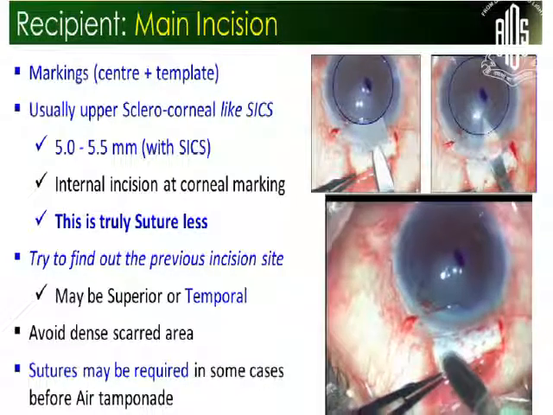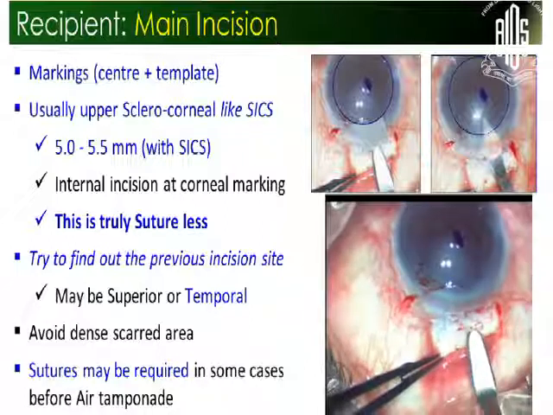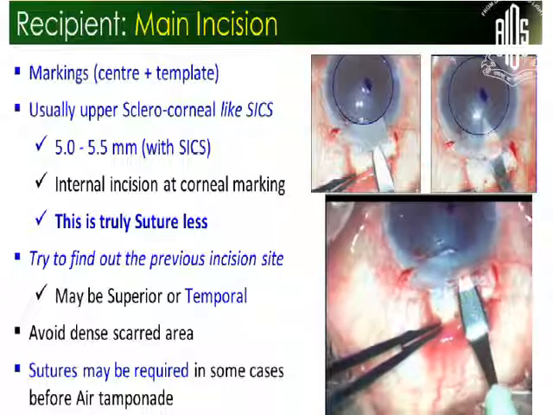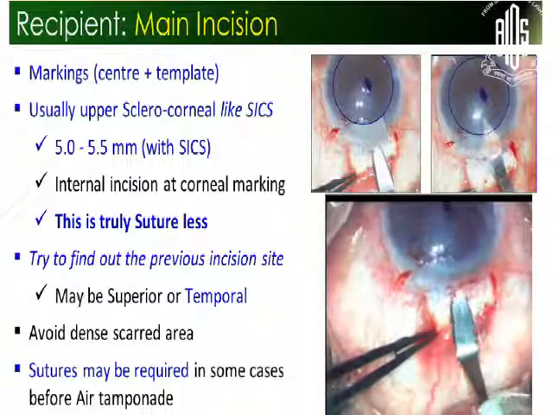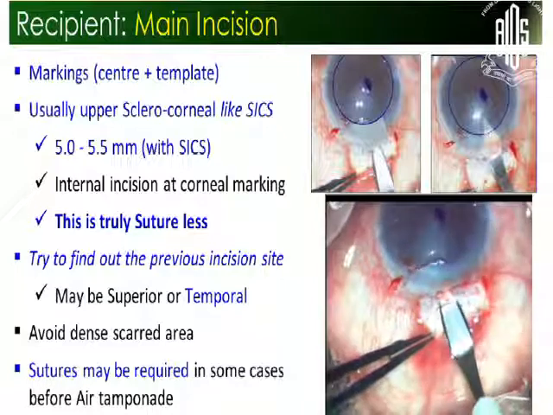Next part is marking. You have several template markings. It is always better to mark so that you can see what the clear zone is at the periphery. I always go with a sclerocorneal tunnel. It is very convenient for me, and I don't put sutures most of the time.